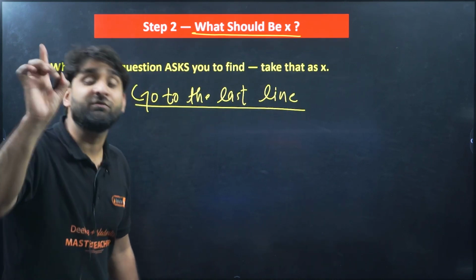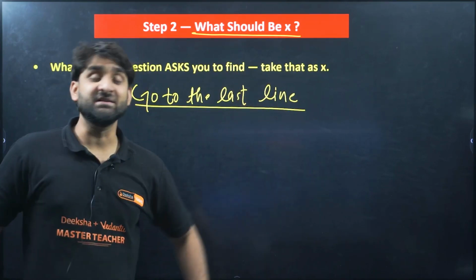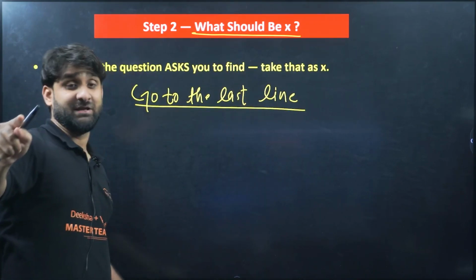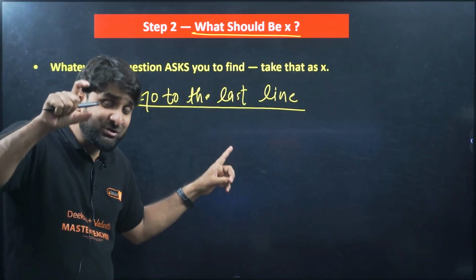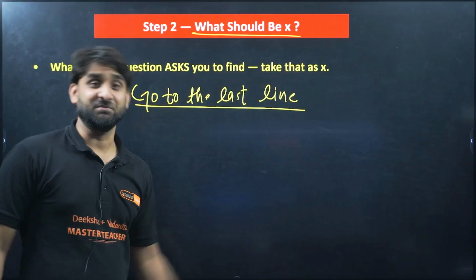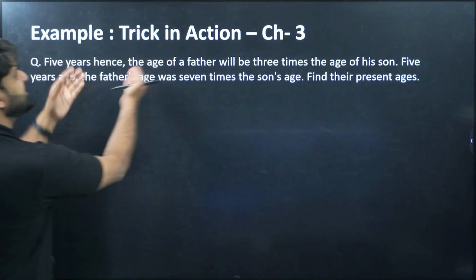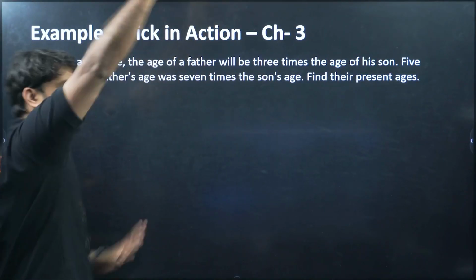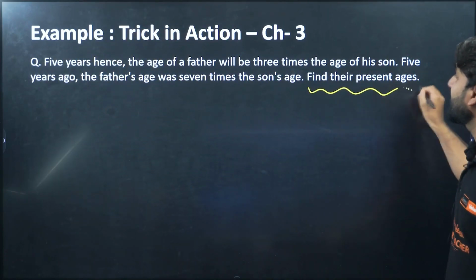What will be the speed of the train? What is the speed of the aeroplane? What is the present age of father and son? So go to the last line, and in the last line the information is given, what you need to find, and let that be X. For example, I have brought up a question here. Look, 5 years hence the age of father will be 3 times. Go to the last line. What is the last line here, champion?